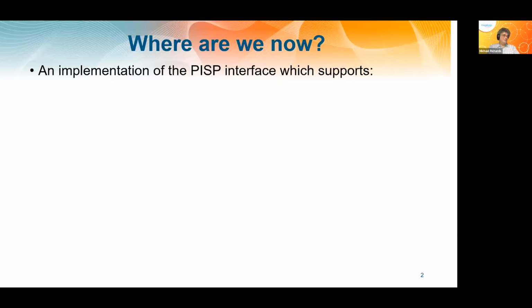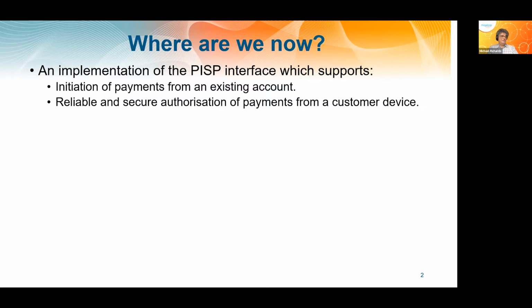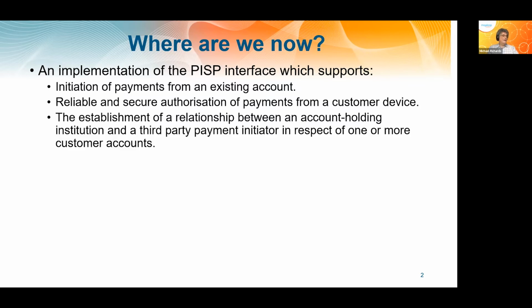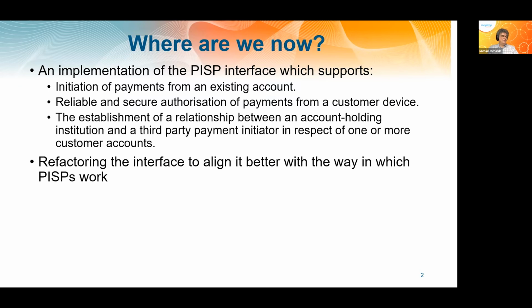So where are we now? We have an implementation of the PISP interface, which supports initiation of payments from an existing account and reliable and secure authorization of those payments from a customer's device. We've also got an automated means of establishing a relationship between an account holding institution, a DFSP, and a third-party payment initiator in respect of one or more customer accounts. And for the moment, that is restricted to the ability to initiate transfers from those accounts, but we have plans to extend that in the future.